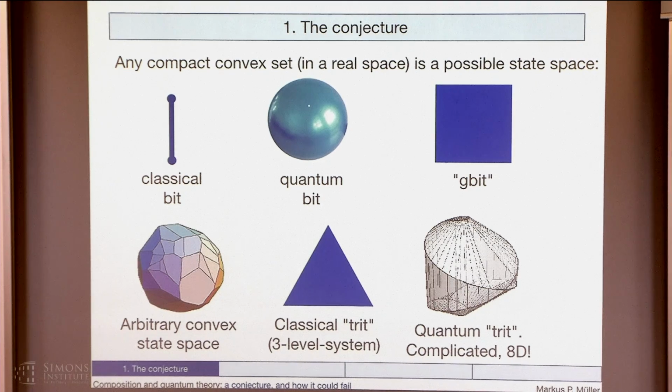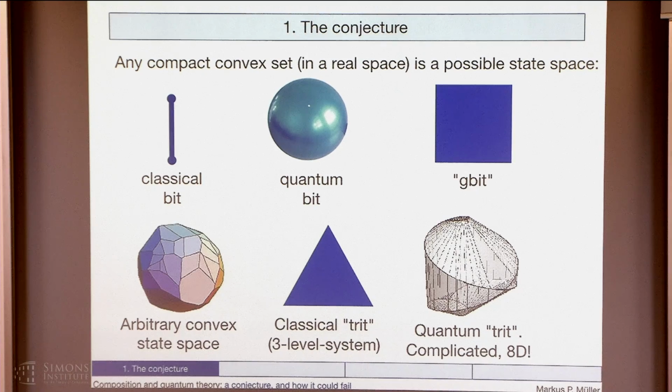Now, a classical bit would look like this. This is a classical binary alternative system. So maybe you have a coin, and you could have heads or tails, or statistical mixtures of these two alternatives, which gives you this line segment, basically. A three-level system would have these three alternatives and the statistical mixtures. So classically, you have something like a simplex.